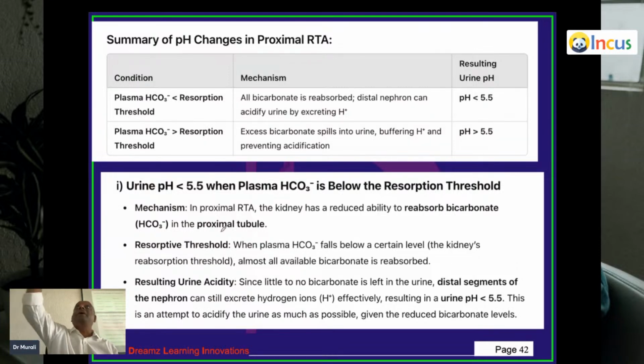Why? Because in proximal RTA, still the distal tubule is functioning. Hence, it secretes the H+. That's the reason the urinary pH is no more alkaline, even though bicarb is there. This acidification of the urine done by the distal tubule will cause the pH of the urine to become less than 5.5. Whereas in case of distal RTA, the H plus is never secreted. Hence, urinary pH is alkaline in distal RTA.